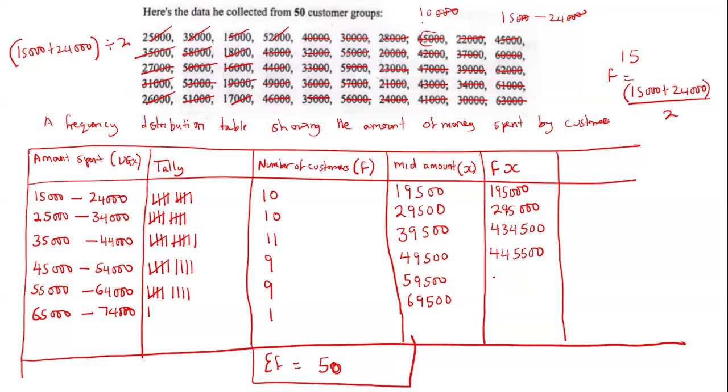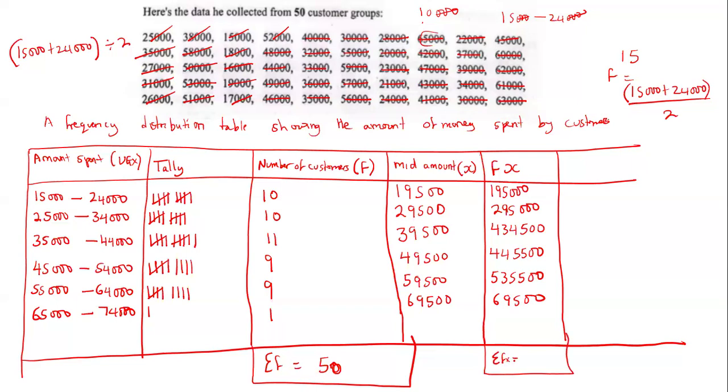59,500 times 9 gives us 535,500. And then that one will be 69,500. Okay. Can we come up with the total?